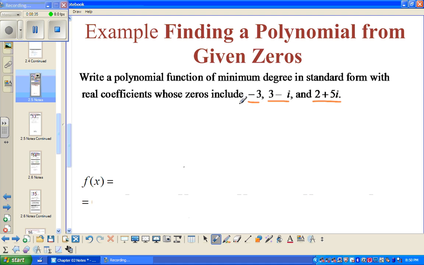So what I can tell right away is, if I have negative 3 for a 0, that tells me that I'm going to have x plus 3 as a factor. If I have 3 minus i as a 0, then I also must have 3 plus i. So this tells me I have 2 zeros here. If I have 2 plus 5i as a 0, I must also have 2 minus 5i. So this is actually telling me about 2 zeros. How many zeros am I talking now? 5. 1, 2, 3, 4, 5.